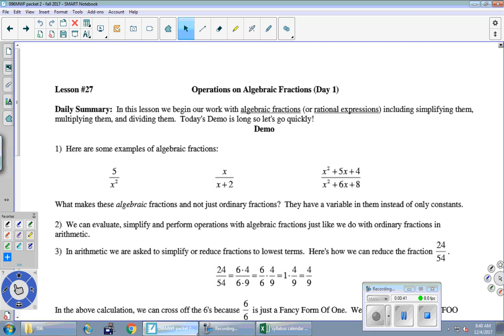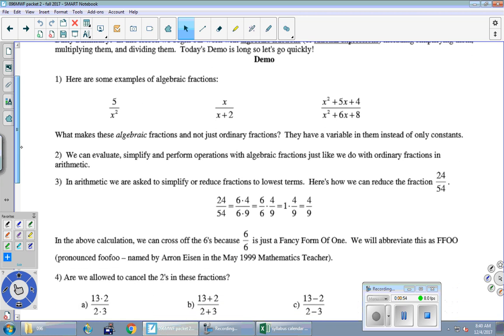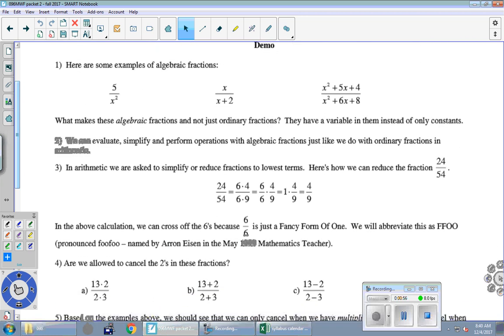Okay, here we are on 224. In this lesson, we begin our work with algebraic fractions, also known as rational expressions, including simplifying them, multiplying them, and dividing them. We're going to go kind of quick here because this is sort of a long demo, but let's jump in. Here are some examples of algebraic fractions.